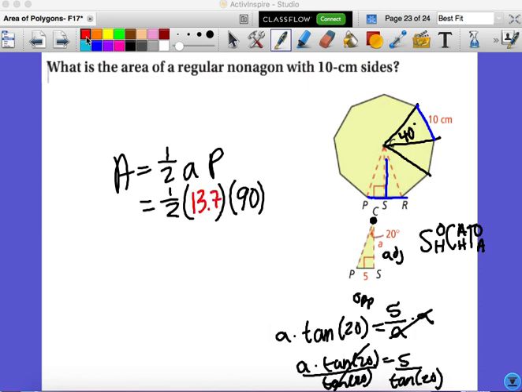So bringing that back to our formula, half of 13.7 times 90 tells me that my area is approximately 616.5 square centimeters. So guys, like I said, we're not losing our ability to do trig, or 30, 60, 90, or 45, 45, 90 stuff. That is going to continue to come back to us.